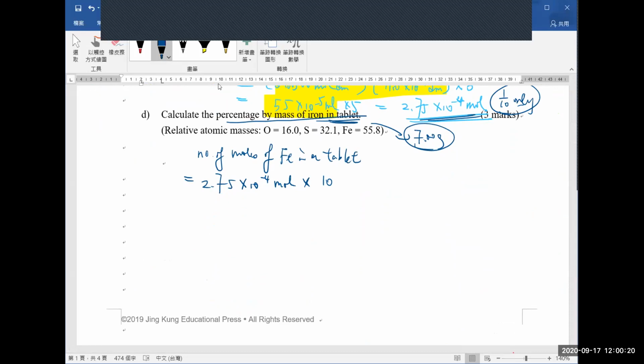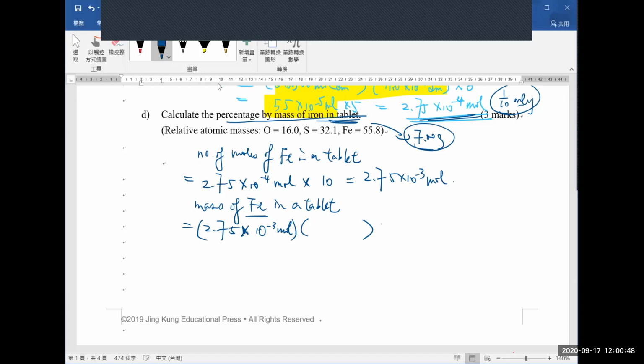Okay, so which is equal to 2.75 times 10 to the power minus 3 mole. And then use this to calculate the mass of iron in the tablet. So this time, because the focusing point is iron, you can just directly do some mathematical treatment. Check the unit first. Mass of iron is in gram, and it is from mole. I don't want mole, I want gram. Gram per mole, what is that? It is the molar mass of iron. Okay, molar mass of iron is 55.8.